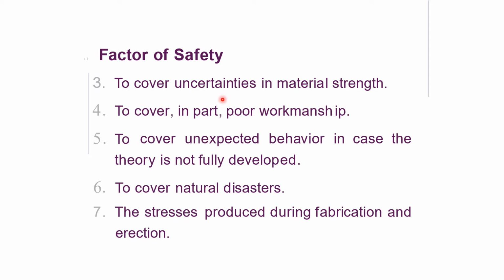To cover uncertainties in material strength. For example, during the manufacturing of steel, there is a chance that the material, after the molding, does not become a homogeneous material. There are some uncertainties, or you can say there is some rusting. So all these things are also covered with the factor of safety.